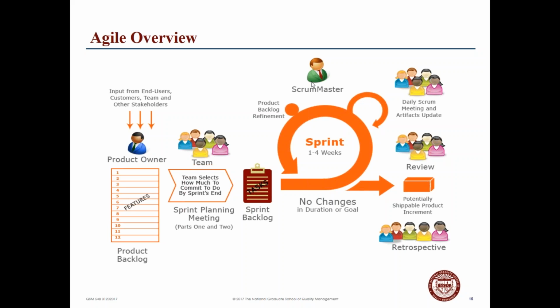Then there's what we call a Scrum Master, and no changes in the duration towards the goal. So we look at daily meetings, review, and look at how we can increase the potentiality of shipping products. Again, so input, decisions of what can be done during this time frame, daily meetings and updates, review of progress, and then obviously what we call retrospective, looking back and seeing how well we did.